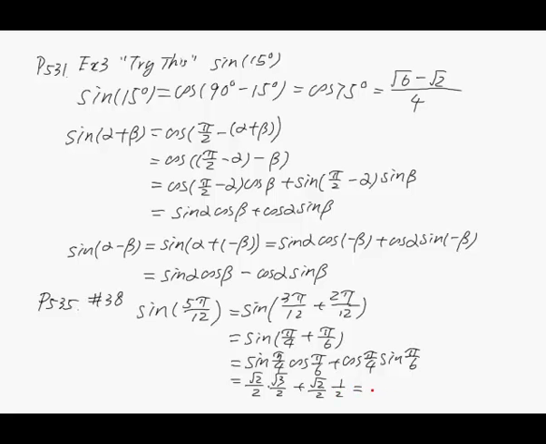And then you simplify, you get root of 2 times root of 3, which is root of 6, plus root of 2 times 1, root of 2, and then over 4. Then done.